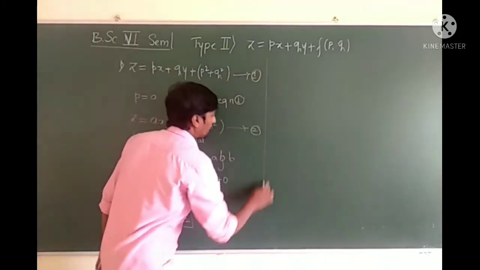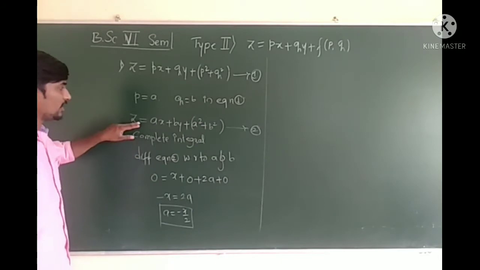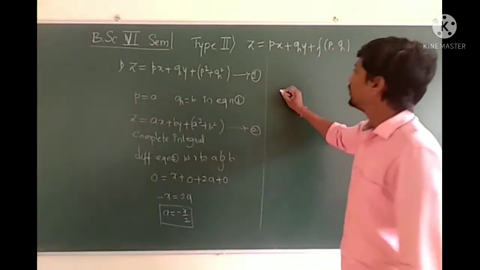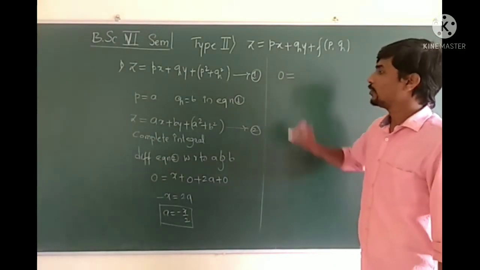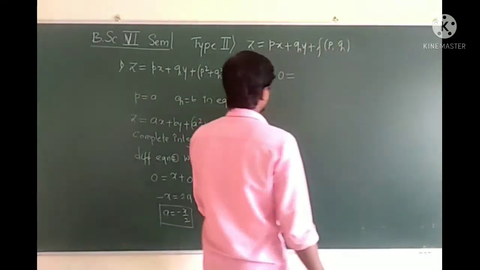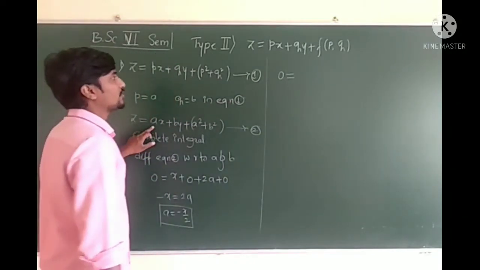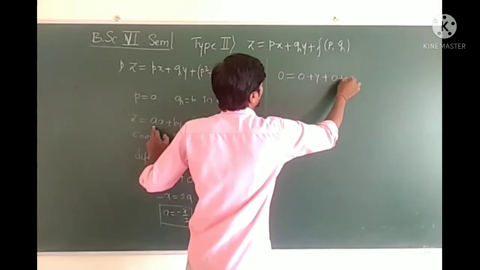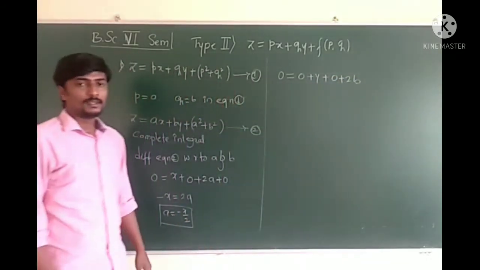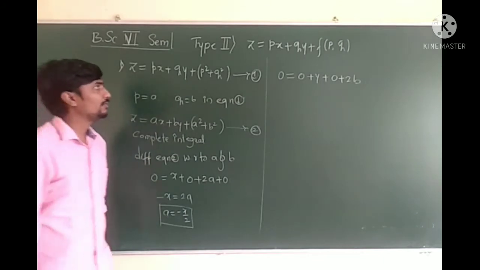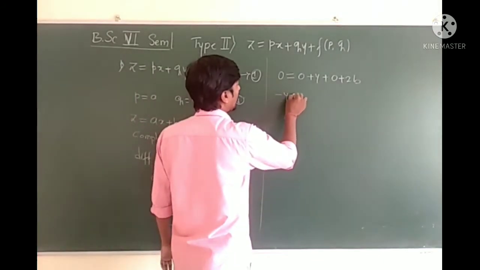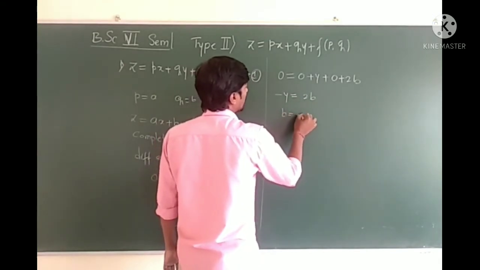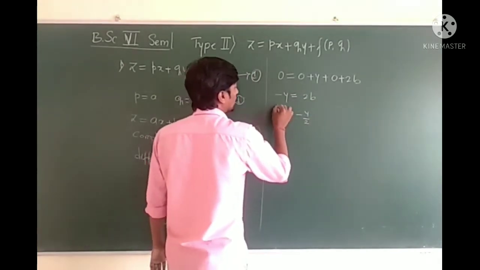Next, to find the value of b, differentiate this equation with respect to b. So with respect to b, 0 equals 0 plus y plus 0 plus 2b. Differentiating this, we get minus y equals 2b. Therefore b equals minus y divided by 2.